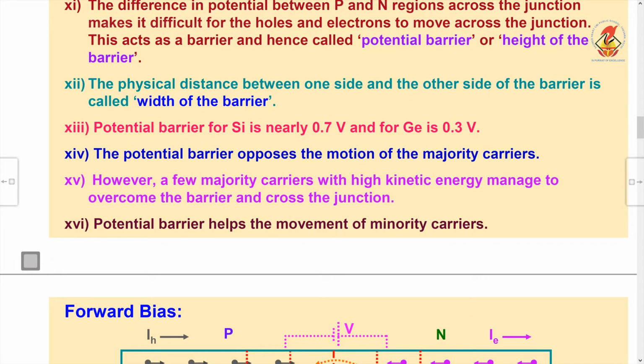So, we discussed the potential barrier, and the potential barrier of silicon is nearly 0.7 volt, and for germanium it is 0.3 volt. The potential barrier opposes the motion of the majority carriers. However, a few majority carriers with higher kinetic energy manage to overcome the barrier and cross the junction. The potential barrier helps the movement of minority carriers. How this will happen, I will explain later.